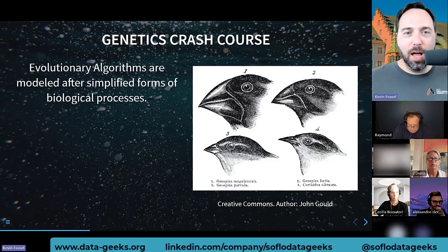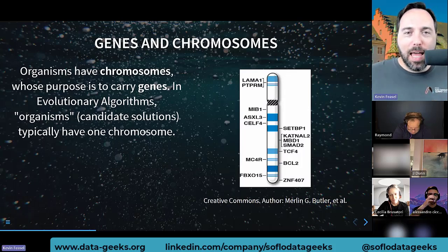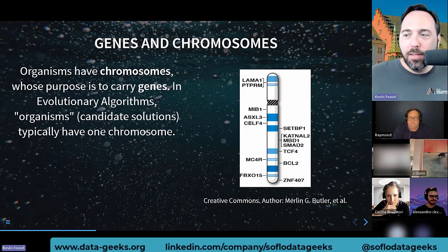Here I've got the example of Darwin's finches, of how on different islands, finches develop different beak structures to handle different foods. Each organism has a set of chromosomes, and the purpose of a chromosome is to carry genes. In an evolutionary algorithm, you can think of an organism as a candidate solution. So our concept of the organism is one of our agents in the solution set. Specifically for genetic algorithms, we have one chromosome, so we have one set of genes.